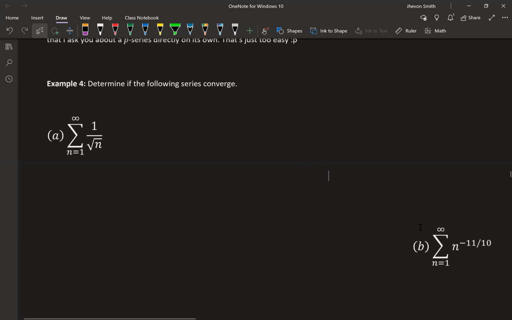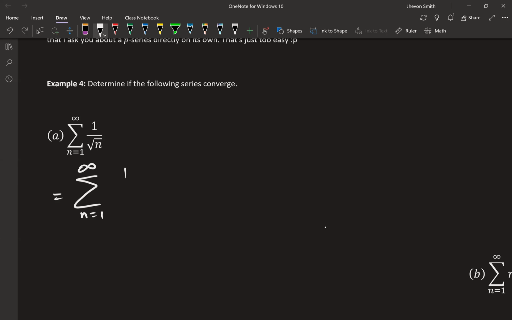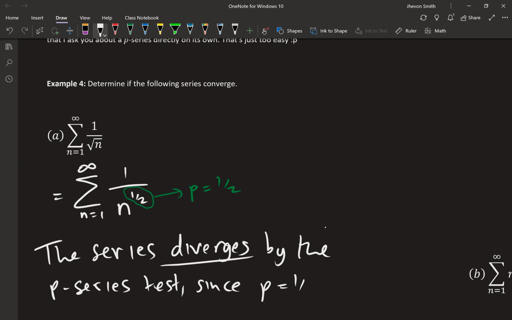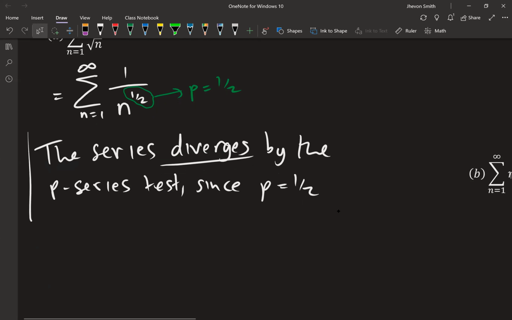What do we think about this series? Let's look at example part A here. Diverge, how do we know it diverges? Because your p equals a half. Yeah, so that's essentially it. There's nothing else to do here. So realize that this is just another way of writing the series, 1 over n to the 1/2 power. And so here you'd realize that p equals a half. Once you rewrite it as that, you can conclude the series diverges by the P-series test, since p equals a half. And that's it. Nothing else to say here, actually.